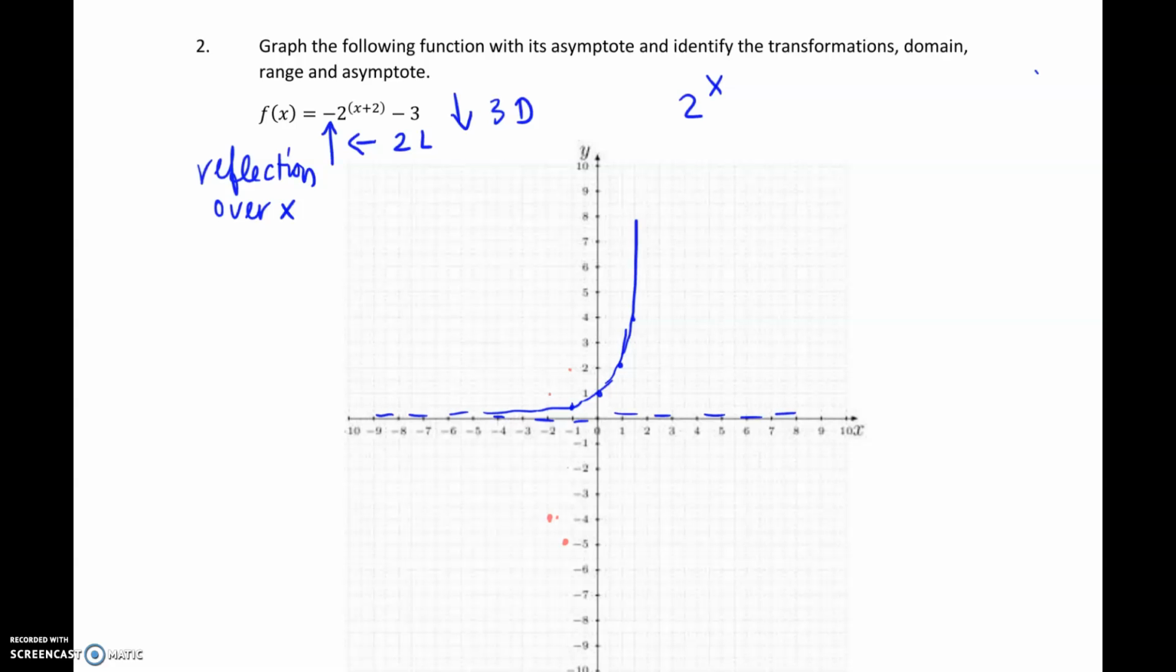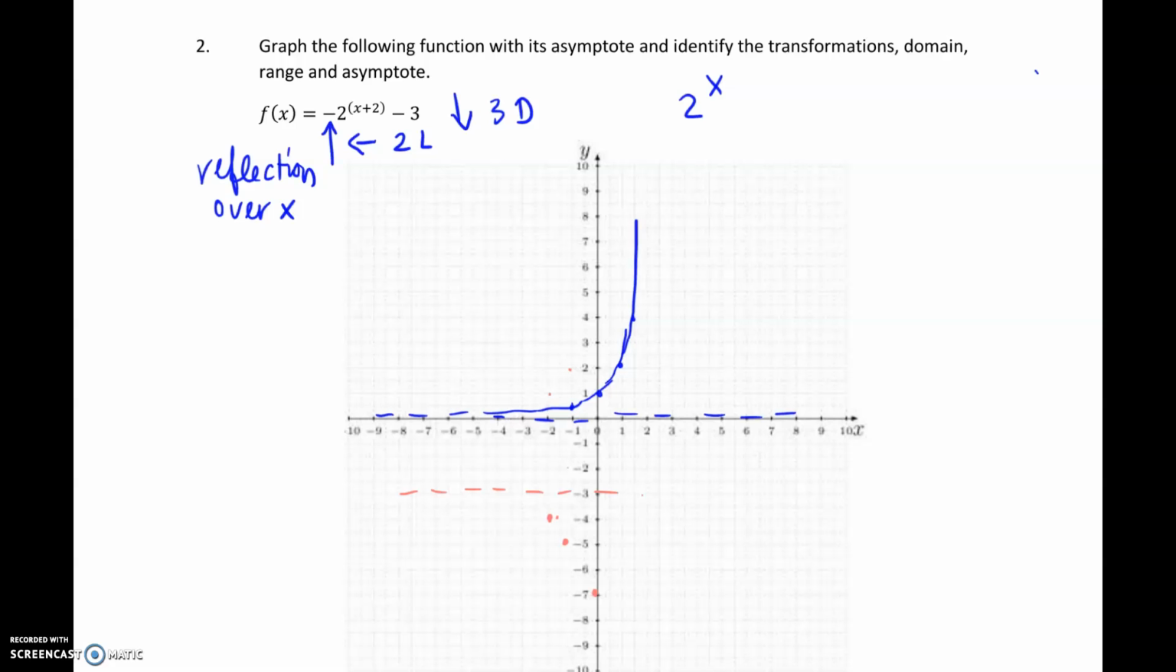The third point over here that was at 2, 4 is moved 2 to the left to 0. It is flipped down to -4, and it's moved down by 3 more, so it's at -7. So over here, our horizontal asymptote is only affected by the downward move, so it's at -3.